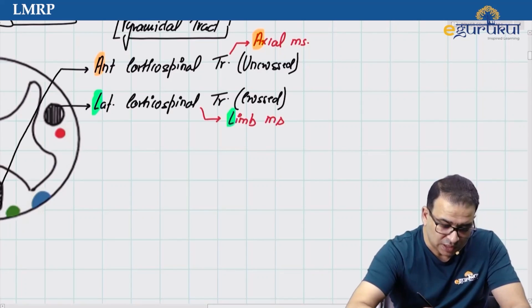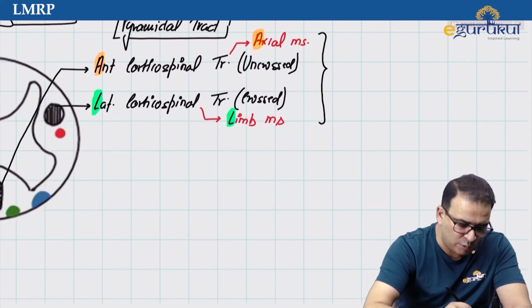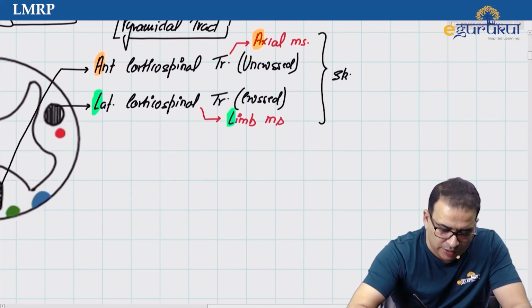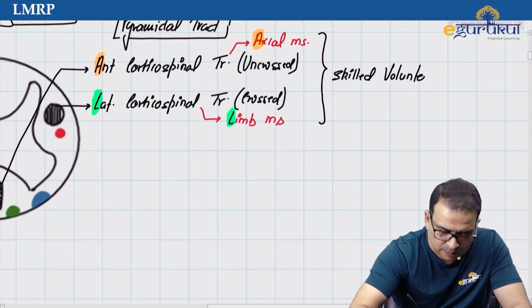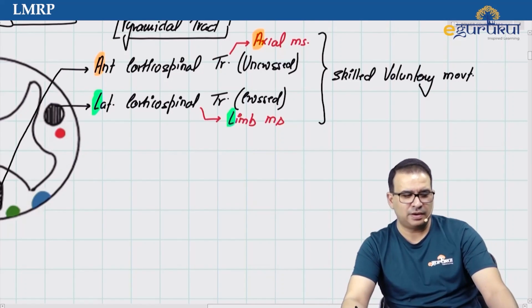Well, what is the function? The function of this tract, whether anterior or lateral corticospinal tract, is voluntary movement, guys. The skilled voluntary movement is the function. Or simply you can say voluntary movement is a function of the pyramidal tract or corticospinal tract. You all know that.